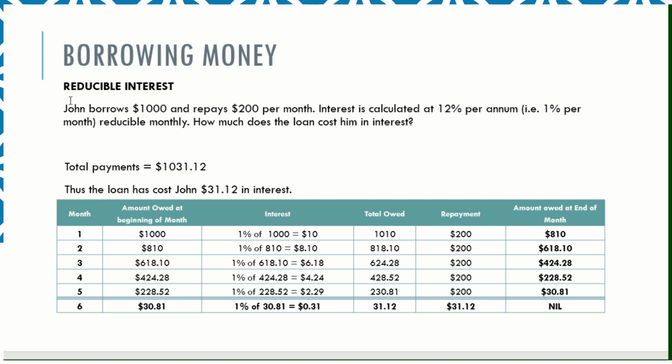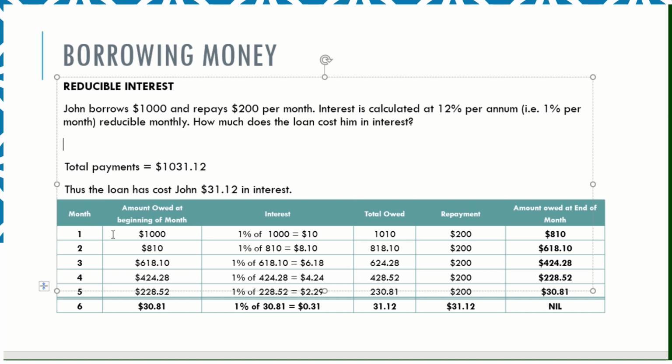So this is what I need you to highlight. Reducible monthly. Reducible monthly means every month it will reduce. If every month it will reduce, this is 12% for 1 year. Understand? So every month is 1%. This is where you got to be very, very careful. How much does the loan cost him in interest? Okay, so let's look at this table. You will have to go through the table one by one actually.